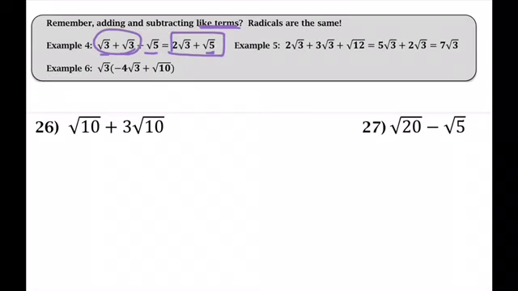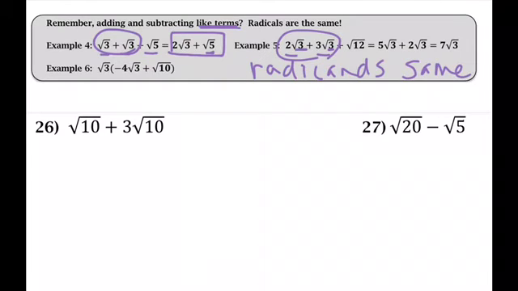So I've got example 5 and example 6 for you to look at as well. So example 5, 2 square root of 3 and 3 square root of 3. That altogether, since the square root of 3's are the same, I've got 5 square root of 3. So as long as the radicands are the same, then you can add or subtract. If they are not the same, then it's like adding an x plus a y. You can't do anything with that. So let's take a look at some of these examples.